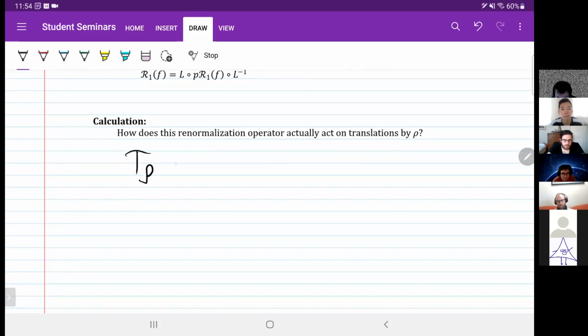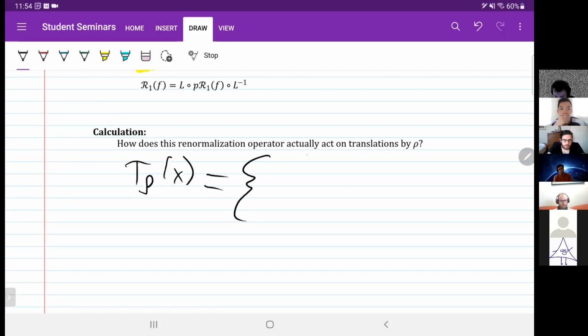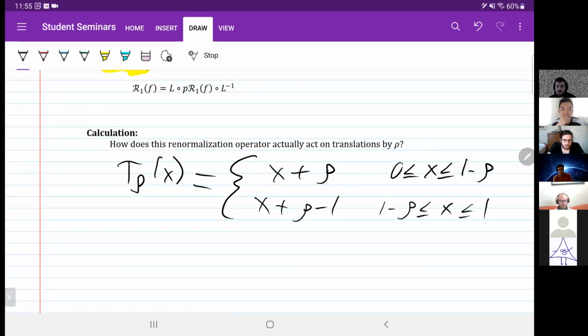Anyway, let's write out what this does. I've written out a formula, but this is really hard to think about. So let's explicitly calculate what this thing does to pure rotations. When I'm thinking about a pure rotation in my piecewise way, if x is small, then it's still a map from 0, 1 to 0, 1. But if x is big, then x plus rho is bigger than 1, and so I need to subtract off 1. This is my way of thinking about a map in 2 pieces.